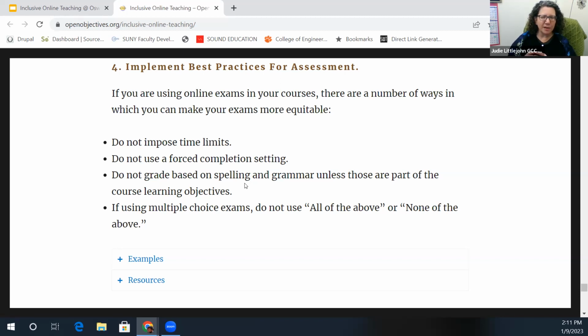And the third bullet, I know it can be controversial for some people, but I always suggest that we don't grade based on spelling and grammar unless those are part of your course learning outcomes or objectives. I tell my students that as long as I can understand their point, as long as I can figure out what they're telling me, I'm not going to penalize them for their grammar and spelling. Obviously, if you don't know what they're saying, they've got to circle back and make some corrections.